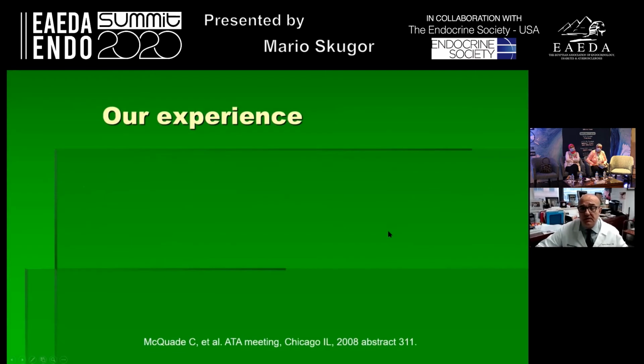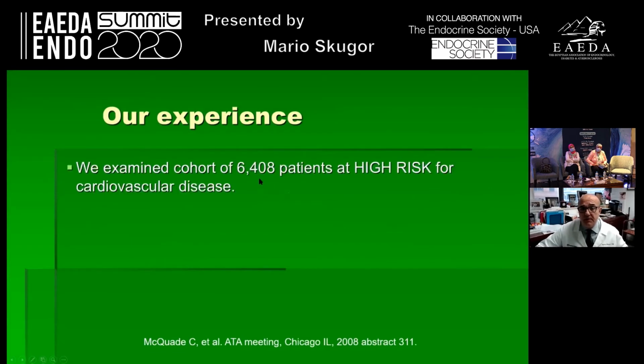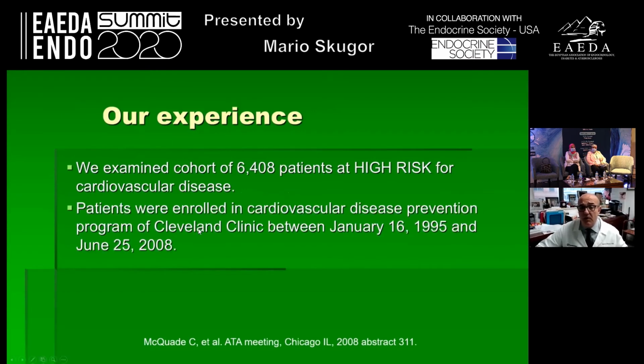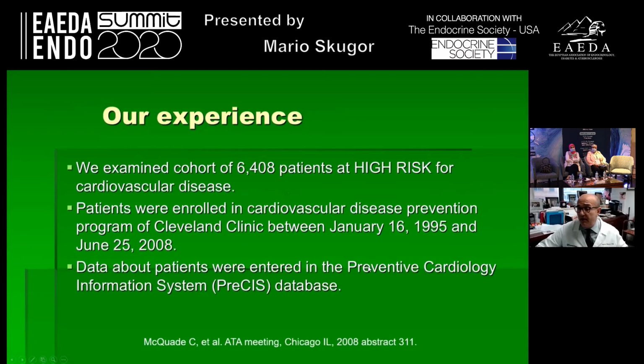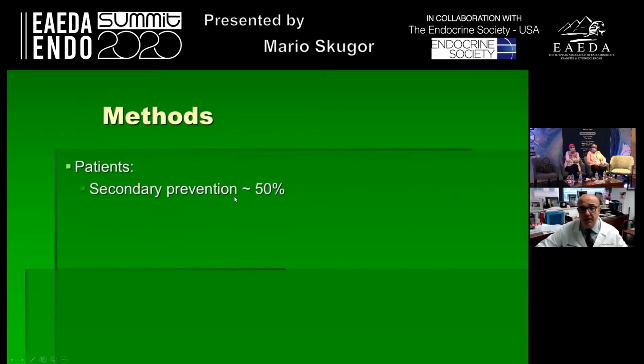So we actually did a study here, and we examined about 6,000 patients who were at high risk for cardiovascular disease. They either had several risk factors, very high cholesterol, family history, atherosclerosis, or they already had a heart attack. They were all enrolled in the cardiovascular disease prevention program here at Cleveland Clinic. We have a database maintaining data about it, and what we did, we divided the patients first.